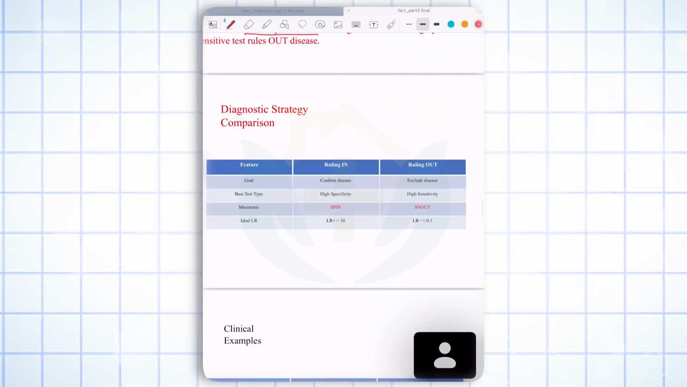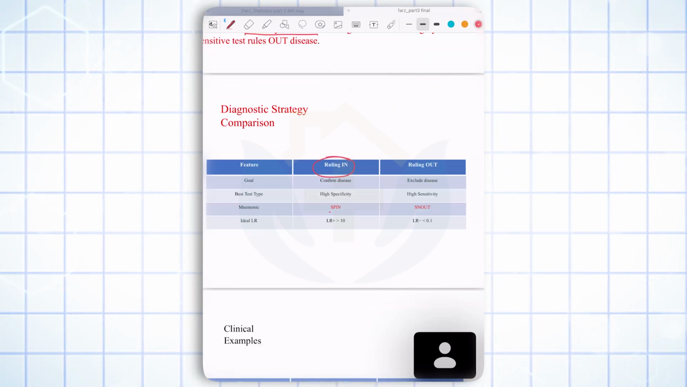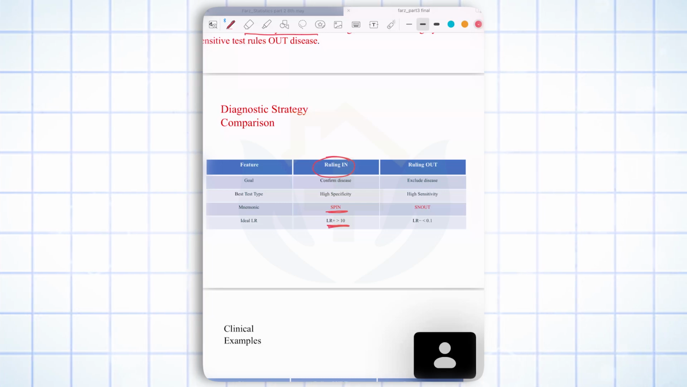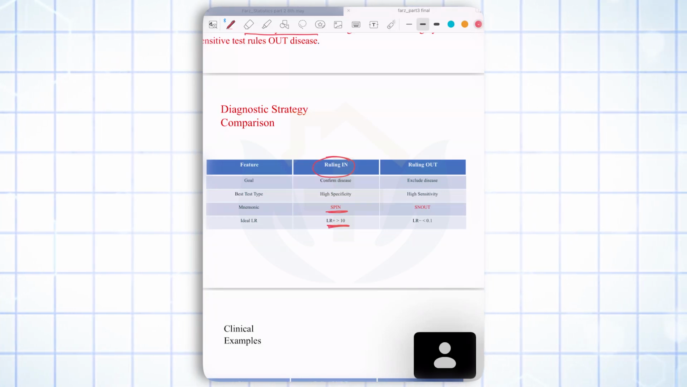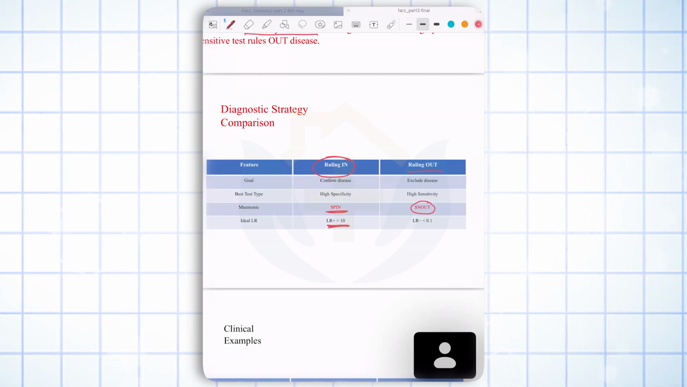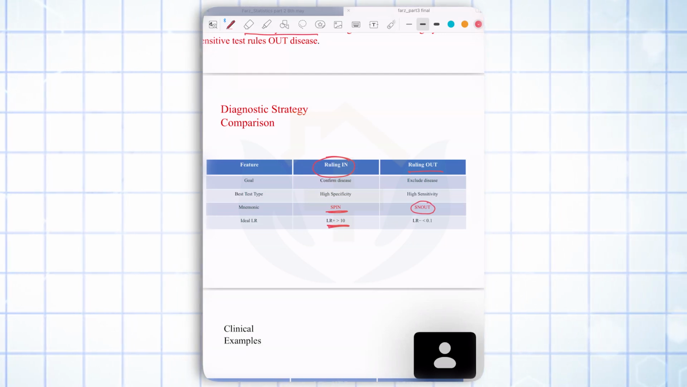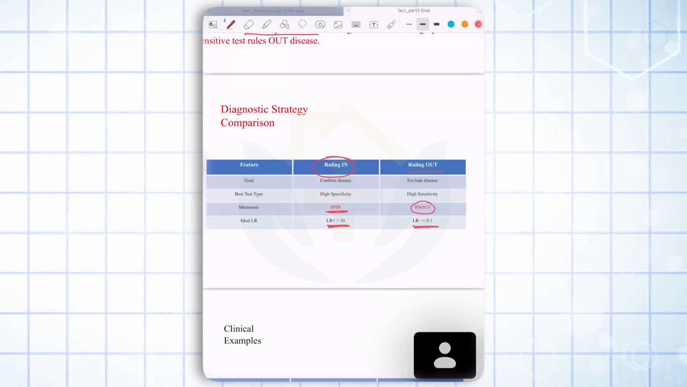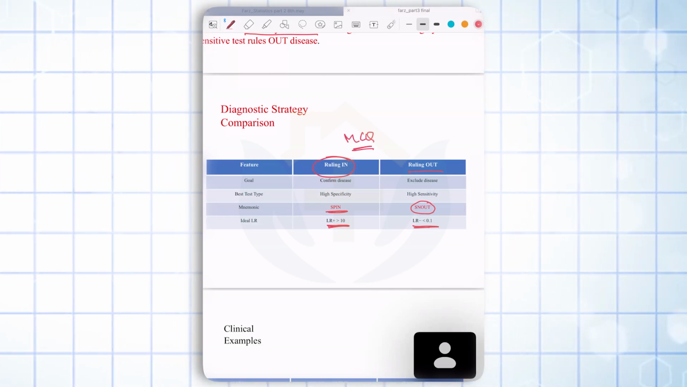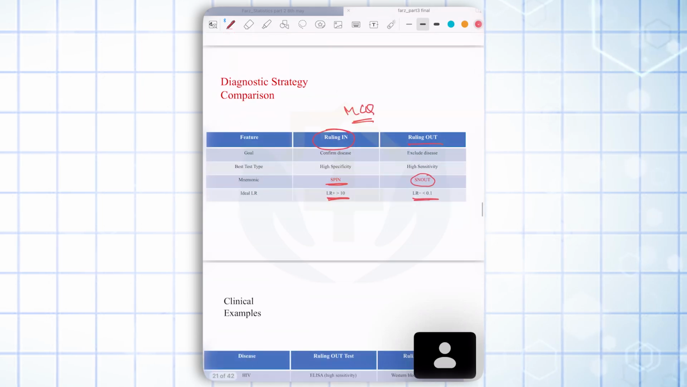If you want to rule in the disease, you use a test with high specificity and high LR. Positive LR should be at least greater than 10. If you want to rule out disease, you use a test with high sensitivity, and the negative likelihood ratio should be less than 0.1. Okay, fine. So this can be asked as a potential MCQ: how will you rule in and rule out disease?